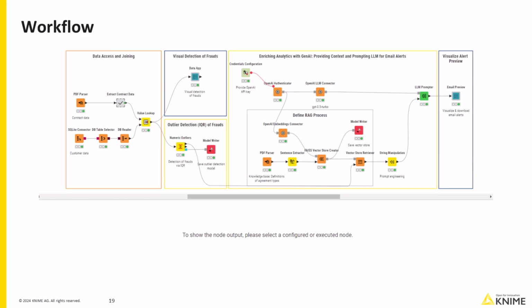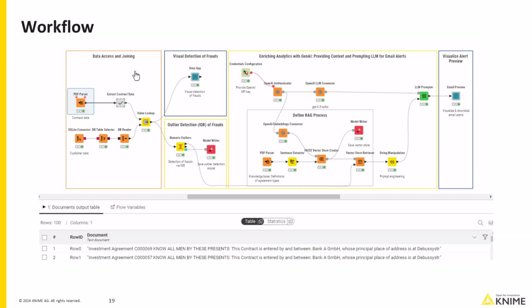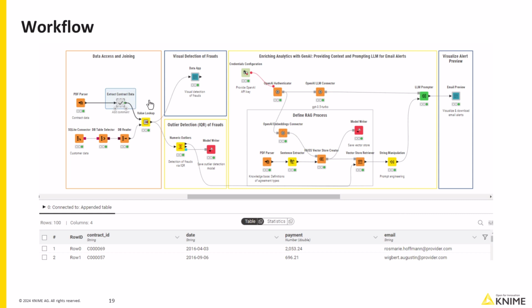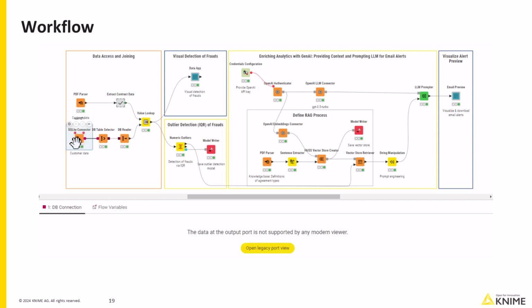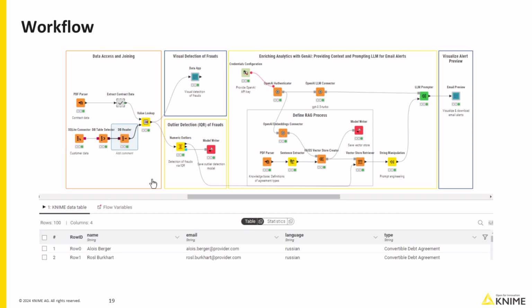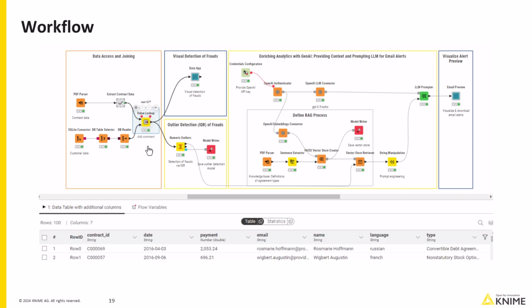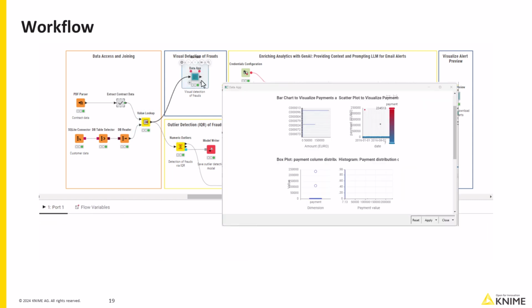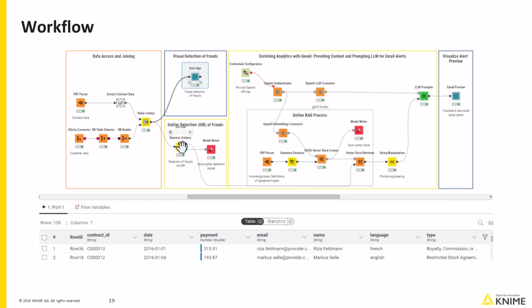In this workflow, we first import investment agreements and we extract information such as agreement IDs, the investors' names, emails, and investment sums. We connect to an SQL database containing investors' personal details such as language, email, and agreement type, and join the two data sources. We identify fraudulent contracts visually with an interactive dashboard and statistically with the IQR method.